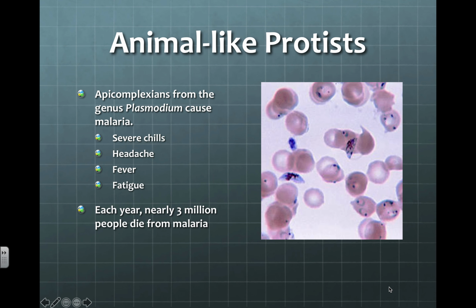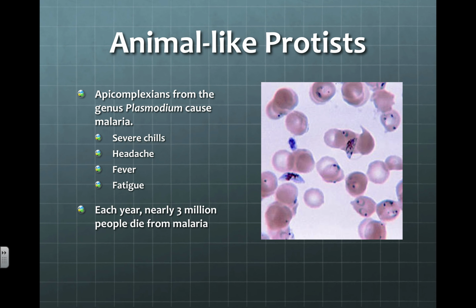Okay, this actually is just a continuation of malaria. The apicomplexans from the genus Plasmodium are what cause the disease that we know as malaria. Here are some of the symptoms. You've been over them before on your sheet: severe chills, headache, fever, fatigue.